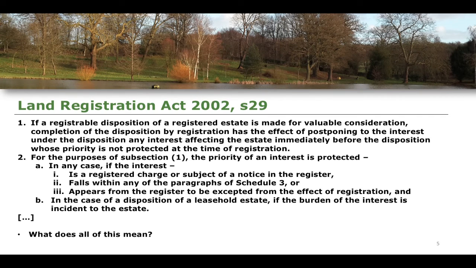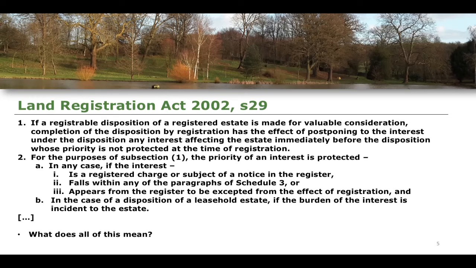Let's go back to Section 29 then. So subsection 1 tells us all of this. It says that a registrable disposition, so for example a conveyance, of a registered estate is made for valuable consideration, i.e. some kind of monetary value. If this is the case, then completion of the disposition by registration has the effect of postponing the interest under the disposition, any interest affecting the estate immediately before the disposition. So that's any of the third-party interests which exist over the estate. And it will do so if that priority is not protected.